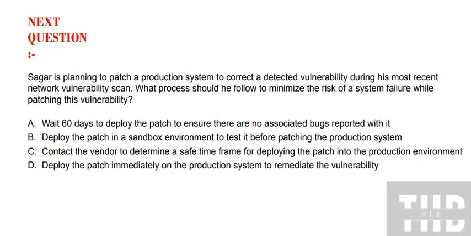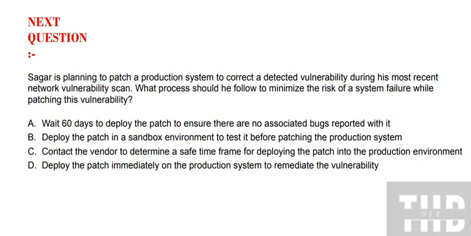Now the question is, Sagar is planning to patch a production system to correct a detected vulnerability during his most recent network vulnerability scan. What process should he follow to minimize the risk of a system failure while patching this vulnerability? And the options are: option A, wait 60 days to deploy the patch to ensure there are no associated bugs reported with it.